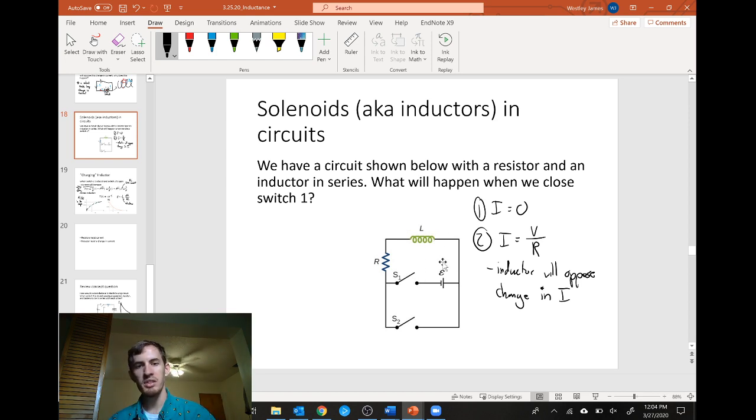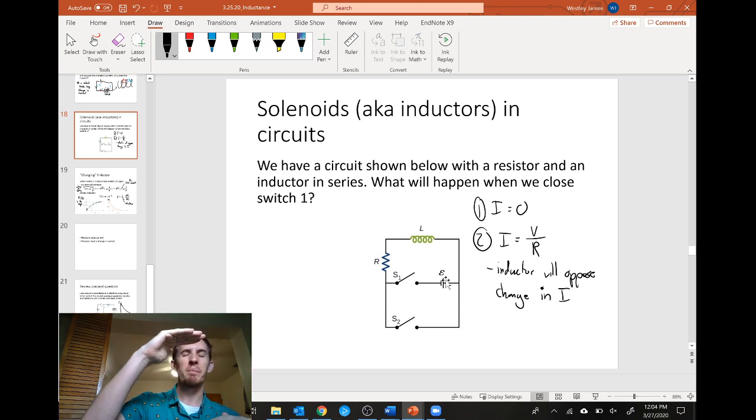Okay, once that's fully done, if we then open this switch and we close switch 2, the inductor no longer has the battery pushing that current through it. So now the circuit naturally wants to go from some current to no current. Well, the inductor doesn't like that change, so it tries to keep the current the same, but the resistor saps that energy away, and so the current steadily decreases.